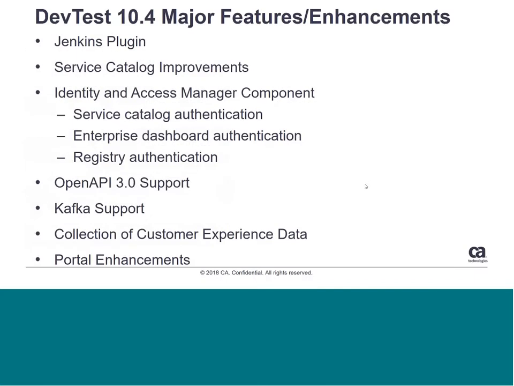Going through the major features and enhancements in 10.4, the first one that we released, and we go through most of these. The major one was the Jenkins plugin, which we released not at 10.4, but a couple of months before 10.4. That was one of the most requested features, similar to Service Catalog that we released in 10.3. The Jenkins plugin was also one of the most requested features for service virtualization.